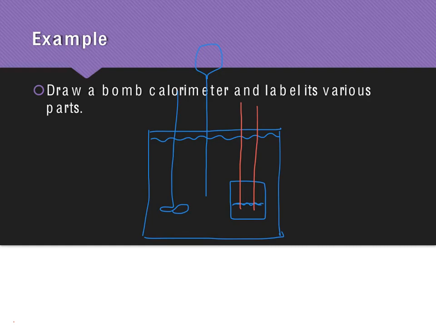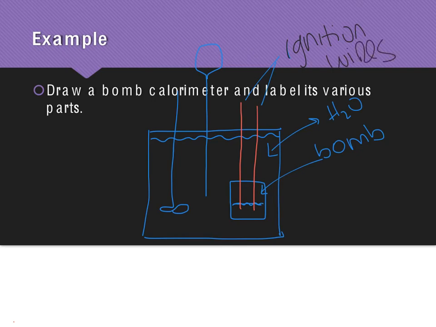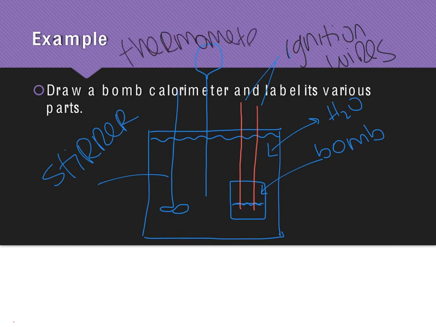First off, the term bomb calorimeter, this inner canister is called a bomb. The outside solution is water. These are what we call the ignition wires. We've got a stirrer, and we have a thermometer. Lastly, that is our solution.